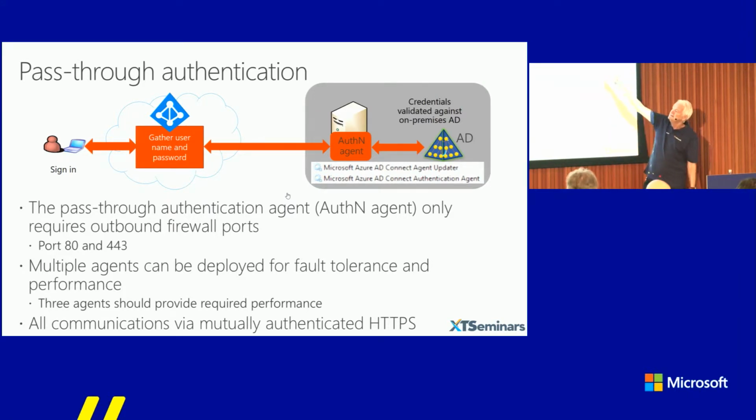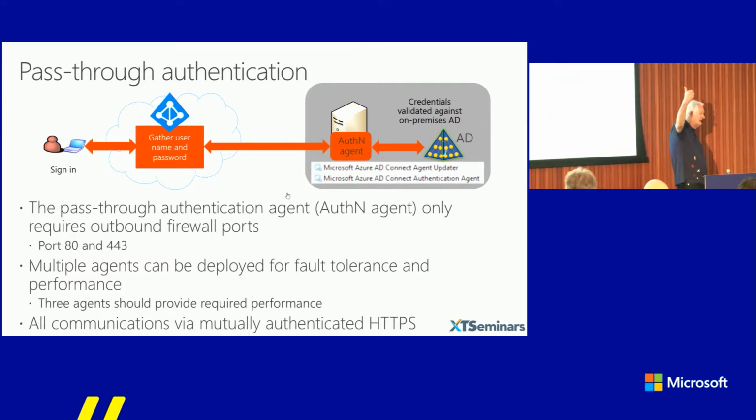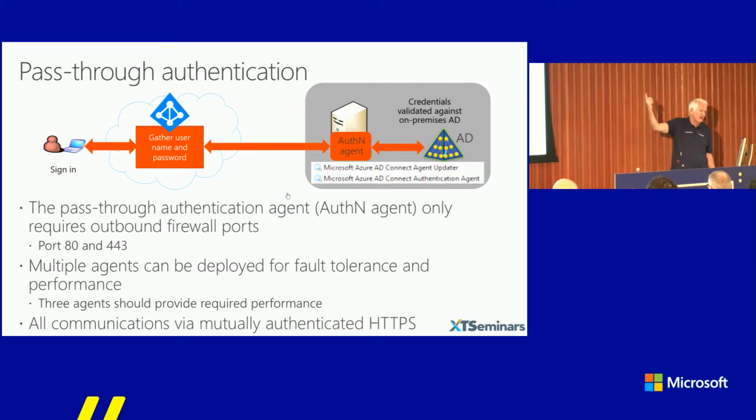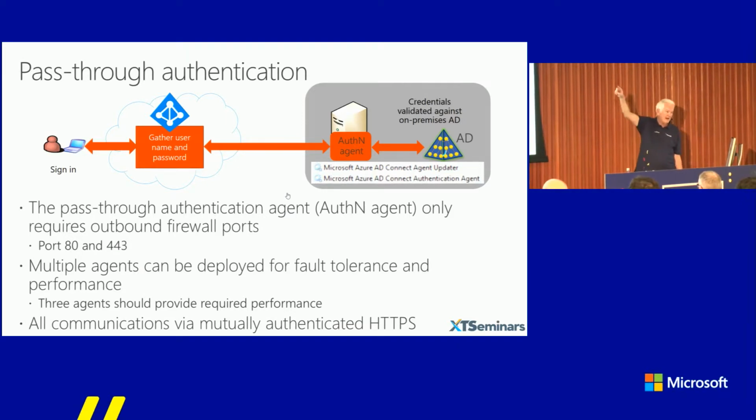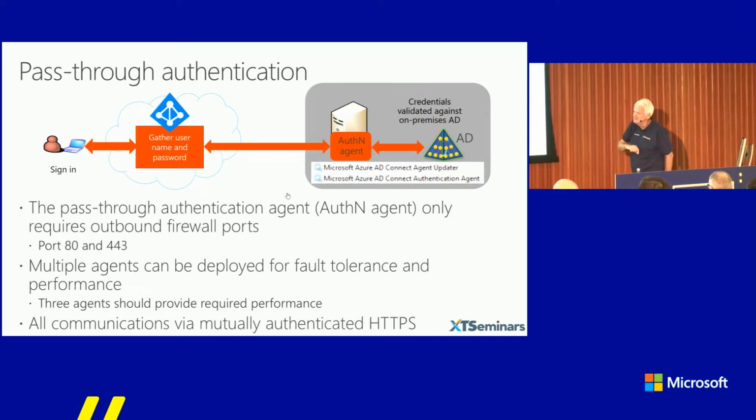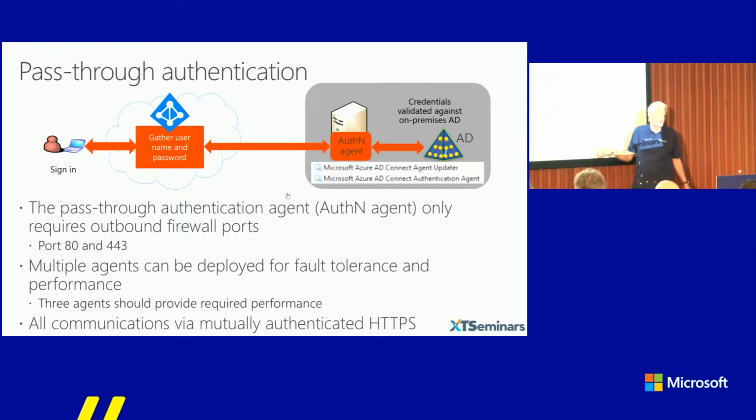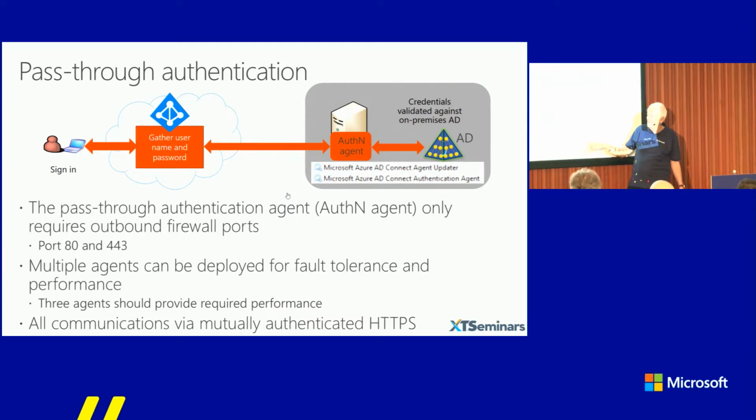Okay. What he does is he makes an outbound connection up into Azure AD. Needs port 80 to validate as outbound. He needs to be able to validate the certificate. He also needs port 443, right, to do the outbound HTTPS connection. All comms is done through mutually authenticated HTTPS. We'll see how that works in a second.